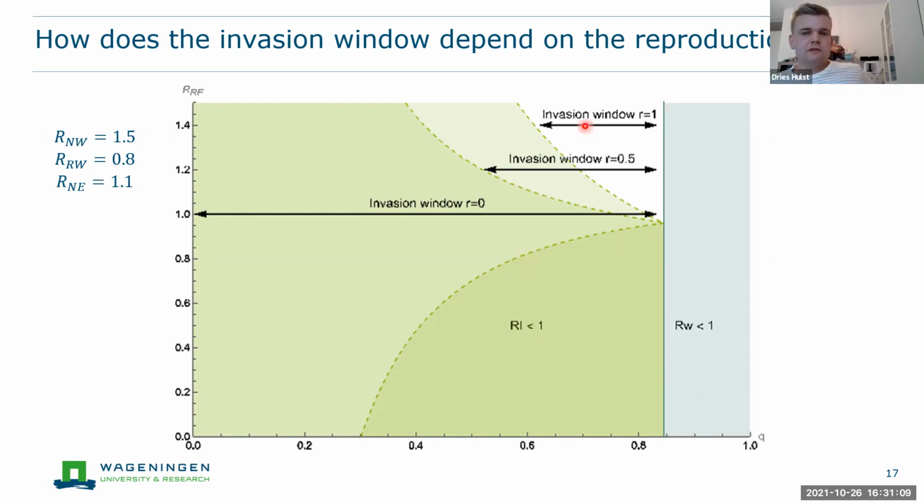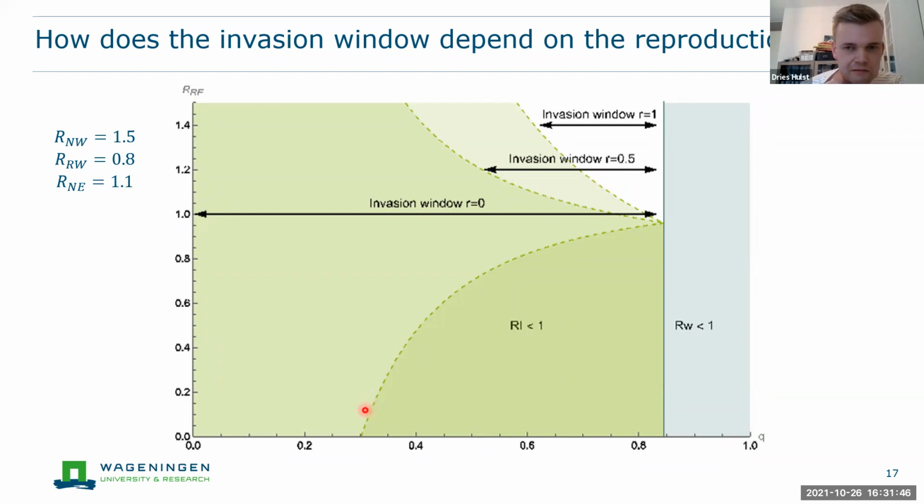So when we start at the top, that's the one where there's full cross resistance, you see that this invasion window becomes wider and wider with increasing reproduction ratio of the escape mutant in resistant hosts. And it's the same when the cross resistance is lower, but now it becomes even wider. And an interesting thing here is, of course, this shape of the lower line.